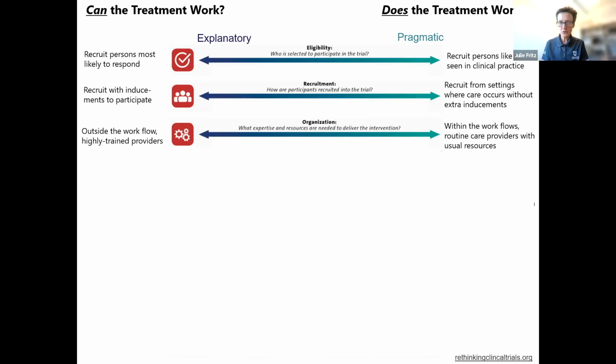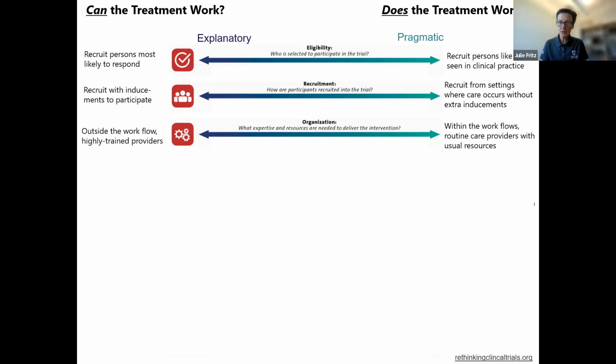Second domain listed here is recruitment. How are participants brought into the trial? A pragmatic approach recruits people from the settings where care normally occurs and doesn't use extraordinary inducements, as we often do in explanatory research, to encourage people to participate. So paying people to be in a clinical trial is not a pragmatic approach.